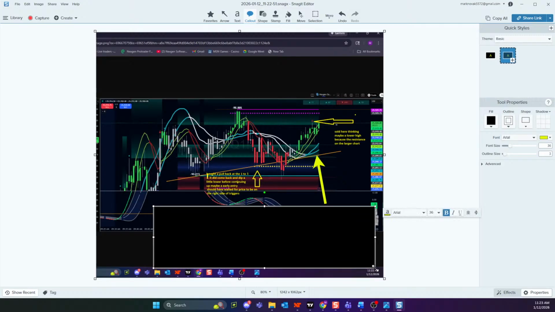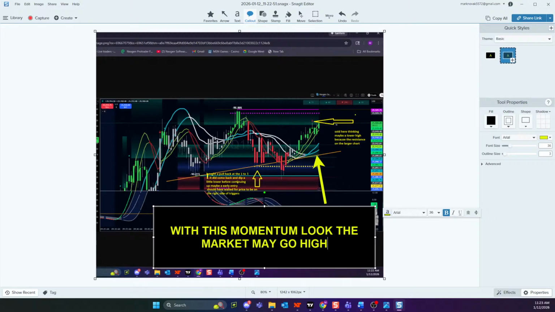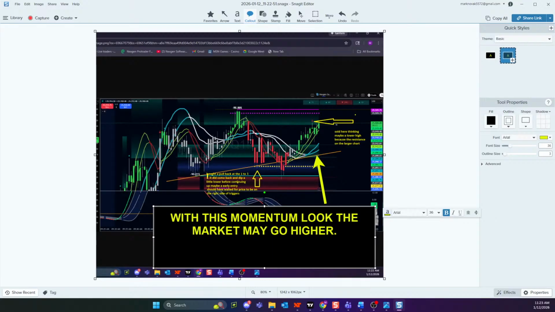So entries create manageable trades. With this momentum look, the market may, I won't say will, go higher. I can split contracts, right? I can split profits. I can hold.